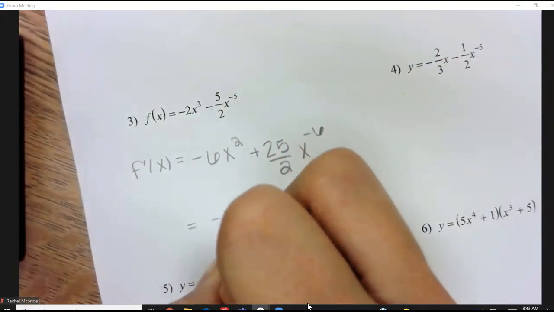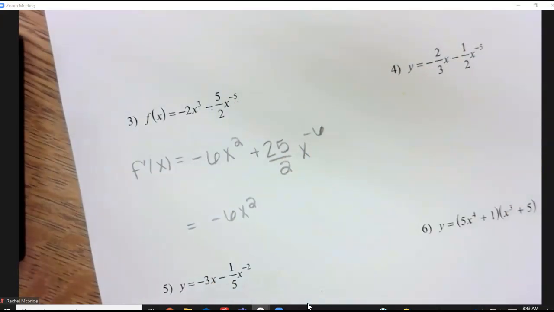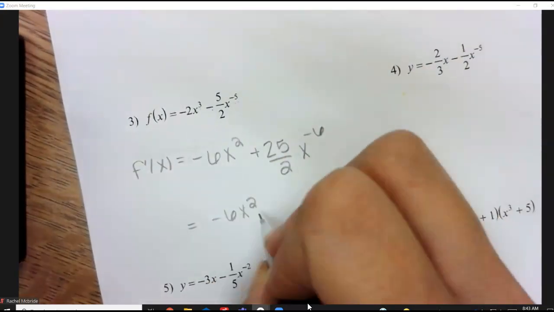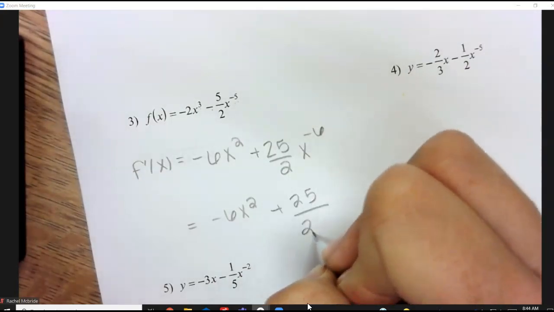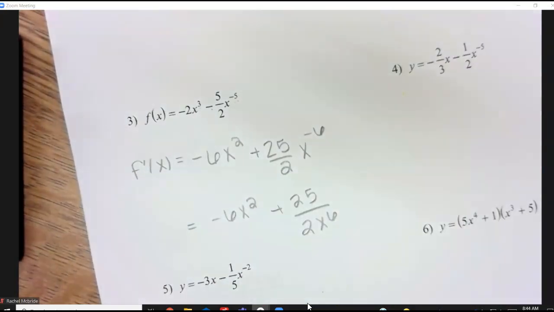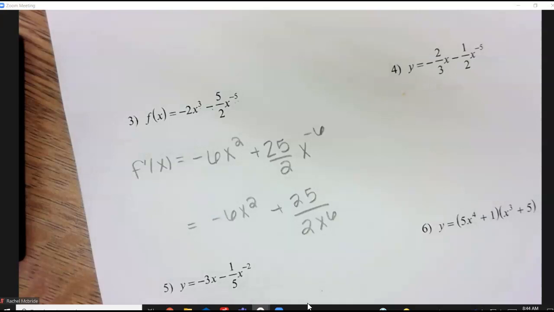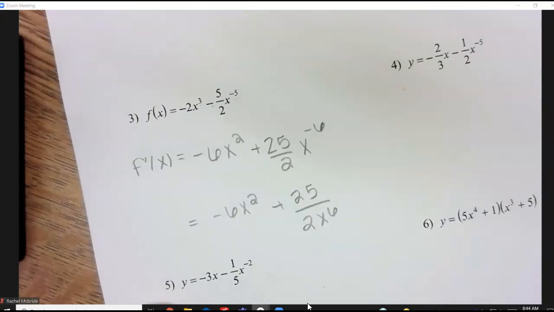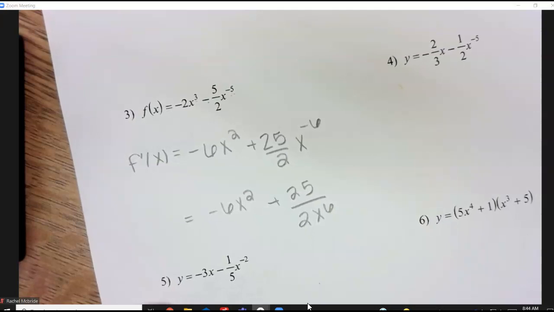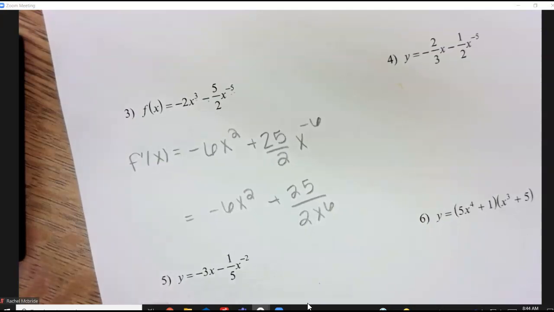And then if you made it a positive exponent, you get negative 6x squared plus 25 over 2x to the 6th. It's not wrong, it's just that if it's multiple choice, they're going to definitely make it a positive exponent for your choices.